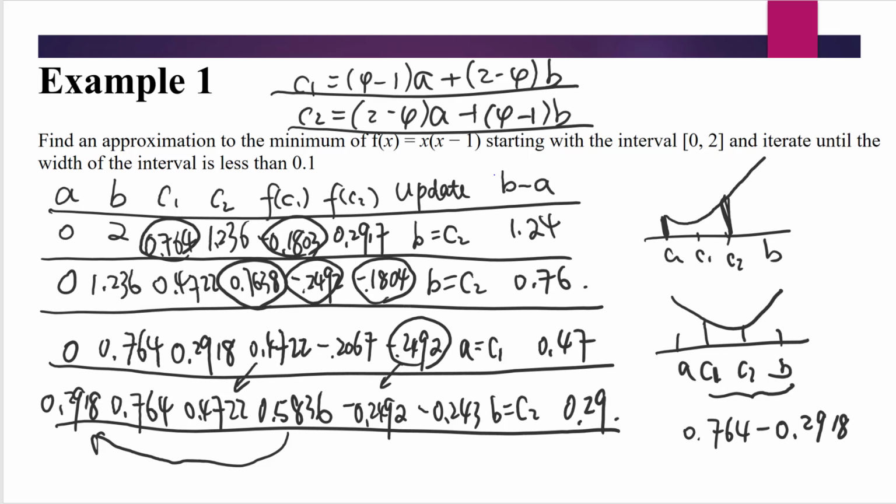Okay, so I will stop here. You can continue the process. Actually, in the 7th iteration, the width of B minus A will be less than 0.1, and then you can stop there. Then you can compare the function values in the 7th iteration at C1, C2, A, and B to see which one gives you the smallest value. Then you can choose that point as the minimum. Okay, in the next video, we will talk about how to implement golden section search in MATLAB.